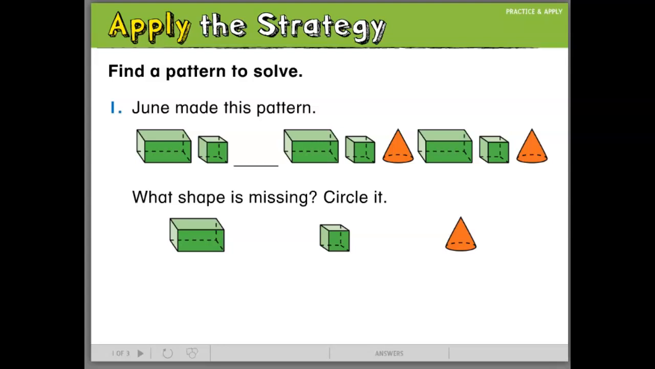Another thing that we can do with our three-dimensional shapes is we can make patterns with them. So we're going to try this. They already made patterns for us, and we have to find which shape is missing. And I find it easiest to find a missing shape just by naming the shapes in the pattern. So for this one, we have a rectangular prism, a cube, blank, rectangular prism, cube, cone, rectangular prism, cube, cone. So now I know which shape is missing here. Well, it should be the cone because it's rectangular prism, cube, cone.